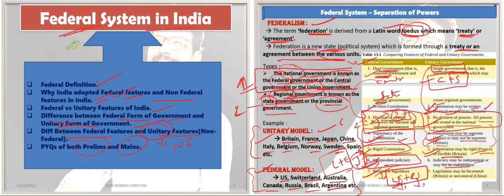In a unitary system, the judiciary may be independent, or sometimes it is not. The legislation is bicameral in Britain, but unicameral in China. China has only one house. There is no second house. So this is the difference between them. Let's see next: federal and unitary features in India.